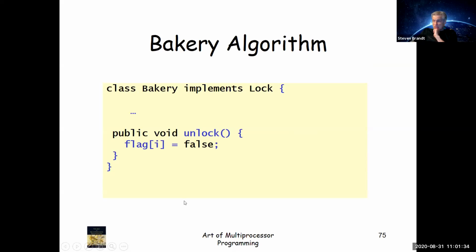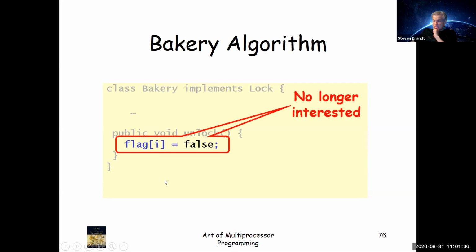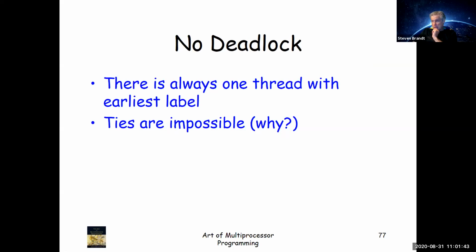Okay, and the unlock algorithm is just setting your flag to false, saying you're not interested. And so the labels are always increasing. And there's always one thread with the earliest label, and ties are impossible. And I think I've already told you why.